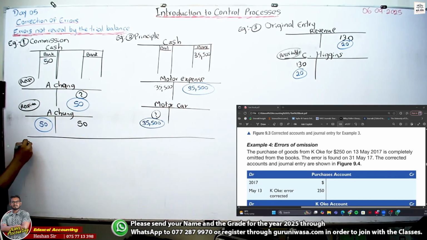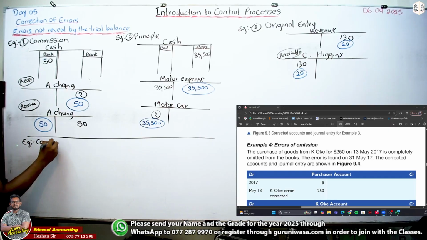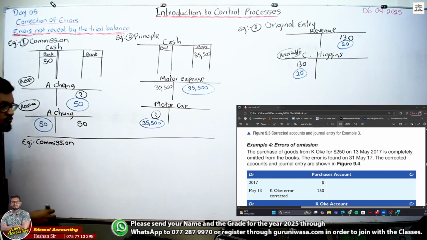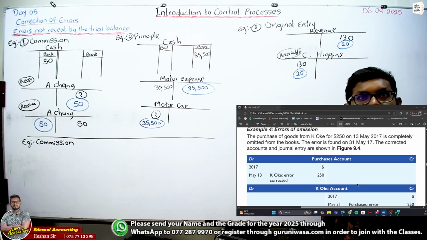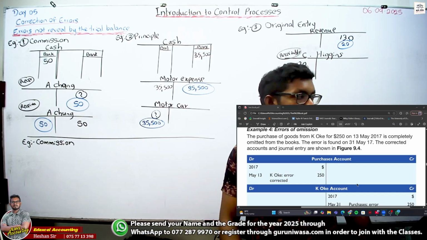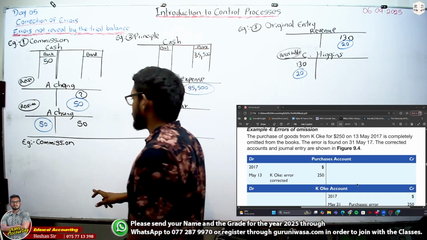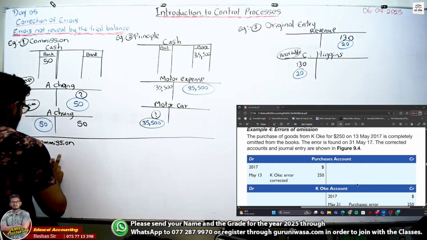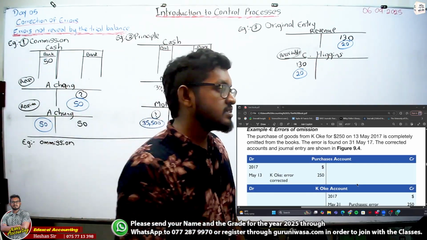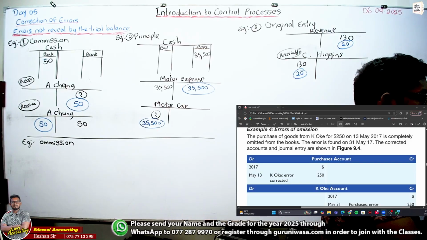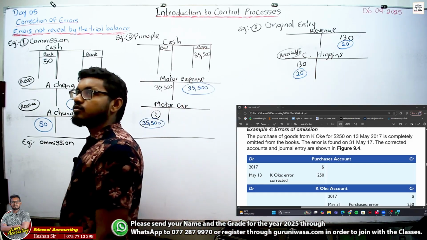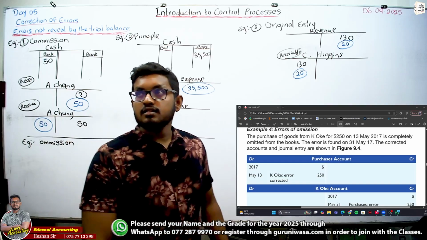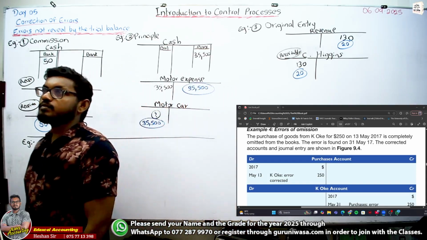error of omission. Omission means what? Completely missing, not recording of a transaction. Let's see what is happening. Purchase of books from KOK for 250 on the 13th May is completely omitted from the books.